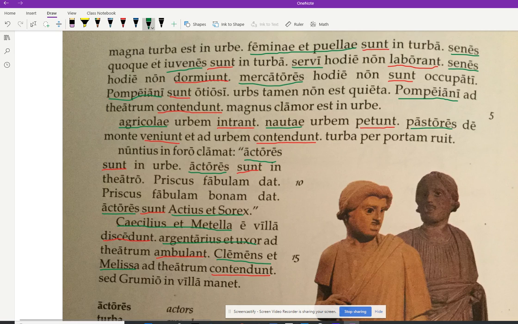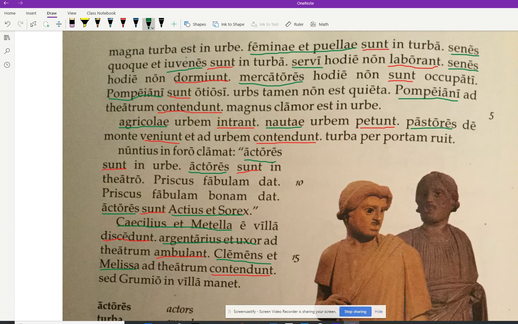All right. So magna turba est in orbe. The verb is est. So something is magna turba, right? A great crowd is in orbe, in the city. Feminae et puellae sunt in turba. So the verb is are. We know the subject is women and girls. So women and girls are in turba, in the crowd.